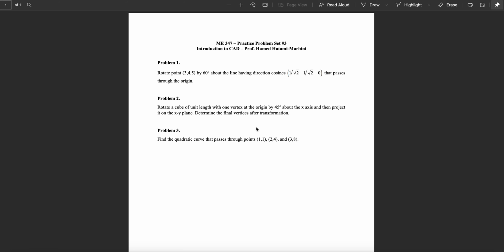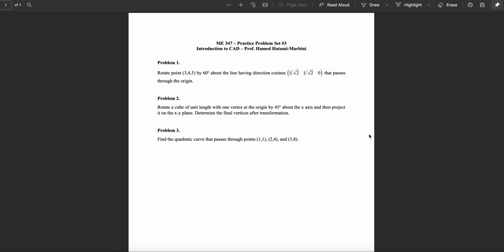This is the solution for the practice problem set 3 for ME 347. The practice problem set has three questions. The first question asks the students to rotate a given point by a 60-degree angle about a line which has the direction cosines 1 by root 2, 1 by root 2, 0, and the line passes through the origin, which is 0, 0, 0. So that is the first question.